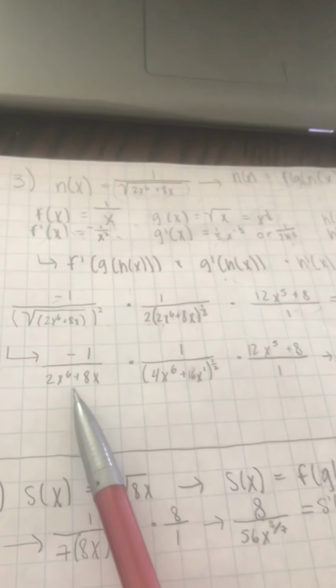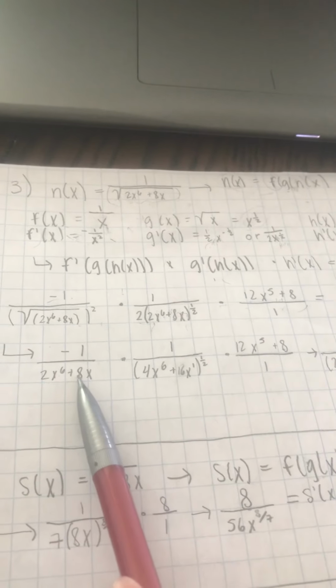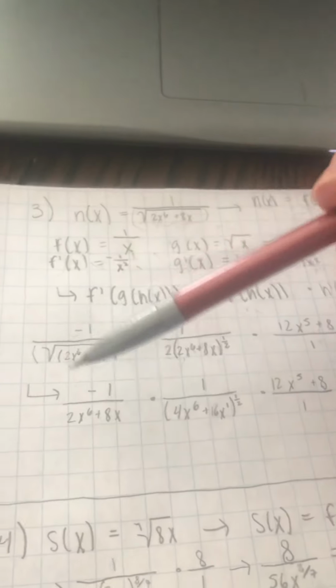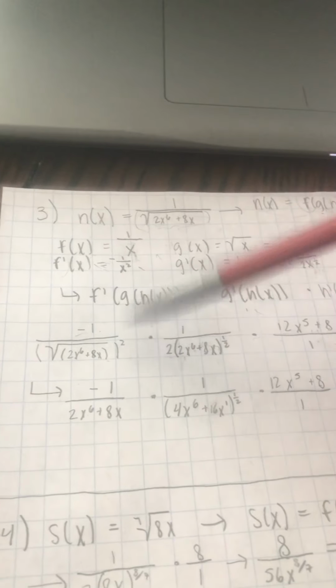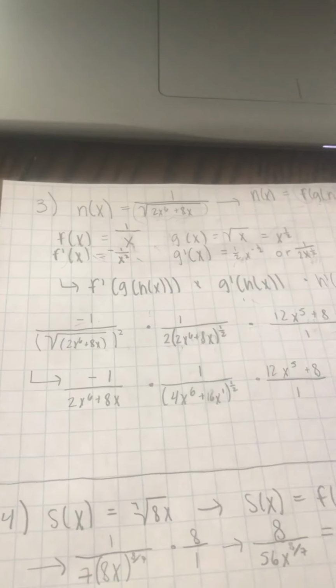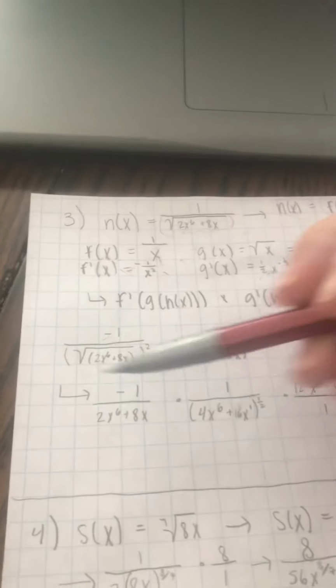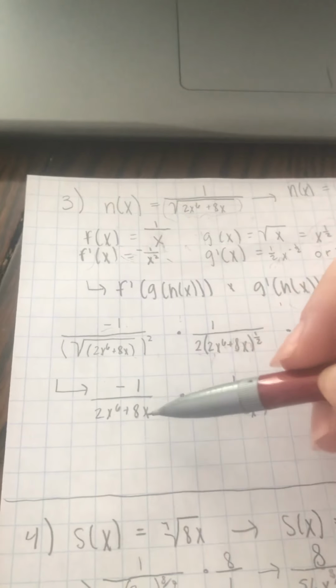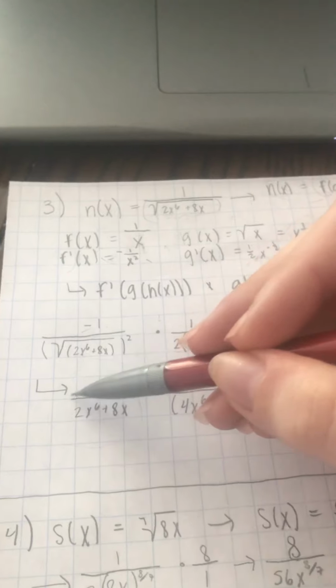So in simplifying, I have this -1 over this. Okay, so I have this square root squared. So my square root goes away because you're squaring a square root. What does that do? Nothing. It cancels out. So now I just have -1 over 2x to the power of 6 plus 8x. That's my simplified first problem.